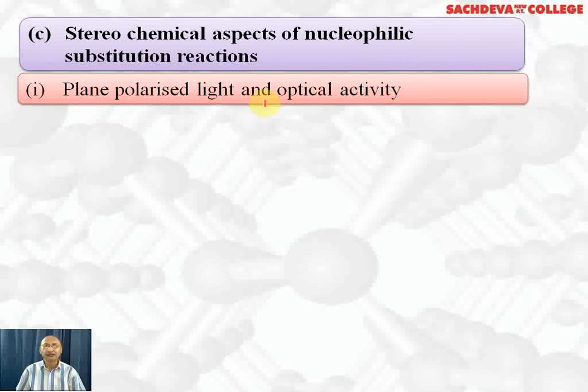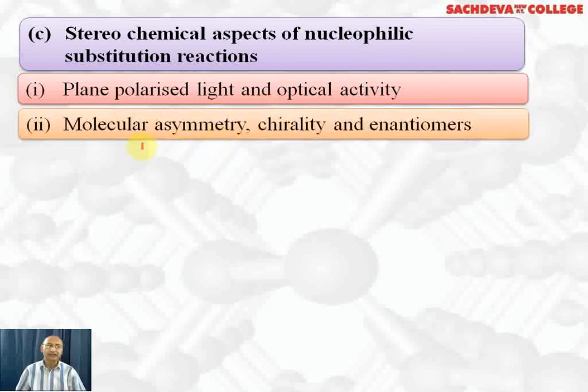The angle through which plane polarized light is rotated is called optical rotation, or specific rotation when the concentration of the solution is 1 gram per ml and it is measured using the D line of a sodium vapor lamp at room temperature, 298 Kelvin. So we call it specific rotation. Optical rotation becomes specific rotation.